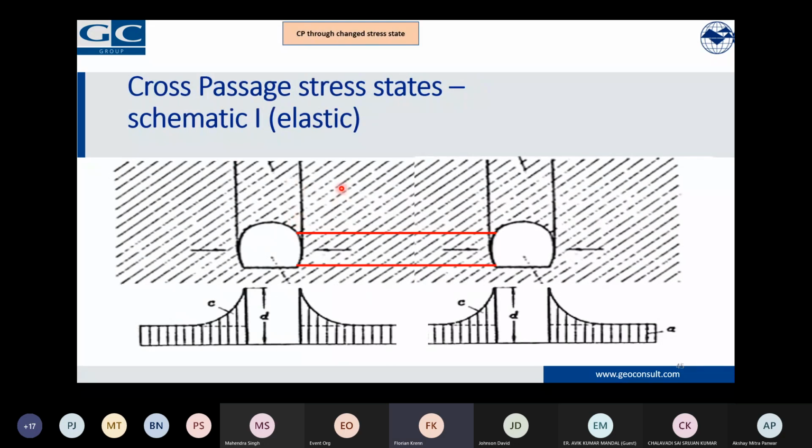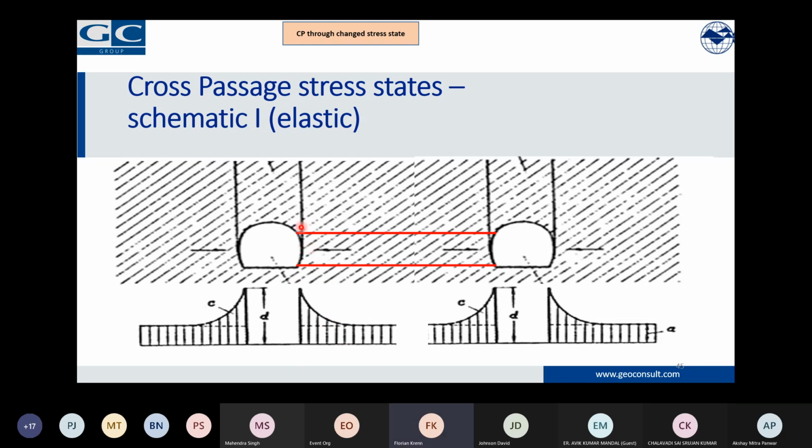So this is a scheme of the elastic stresses. We have our tunnel number 1, we have the tunnel number 2, and in between we want to do a cross passage around both tunnel tubes. In the area where we enter into the cross passage, we have already a changed stress state. And now we are going through this material, which, in the elastic case, is having elevated stresses.